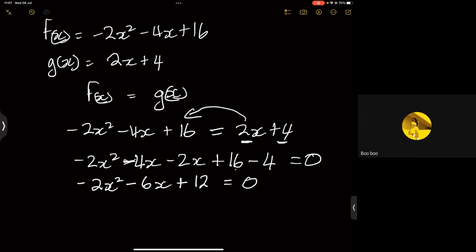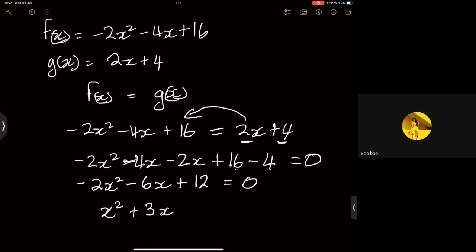Right, we can divide this. I'm sure you can see this. We can divide this by negative 2 again. So divide everything by negative 2. I've got x squared, and negative 6 divided by negative 2 gives us positive 3.